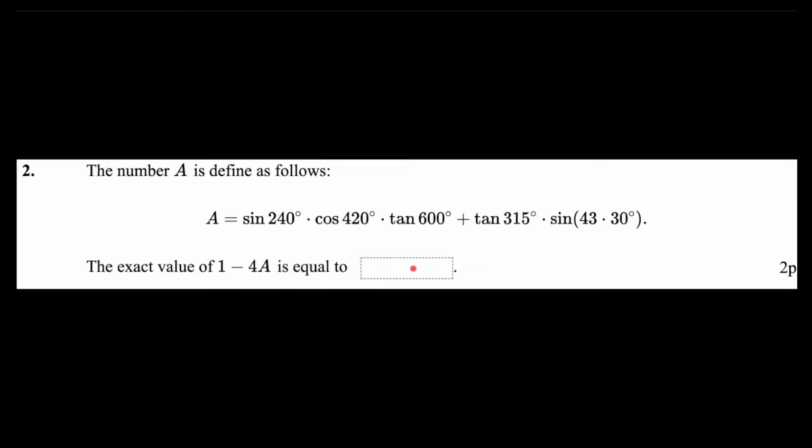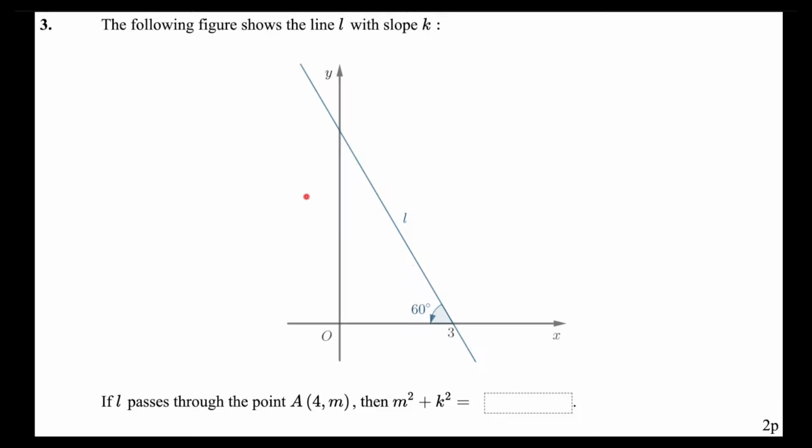Okay, finally, the last question. The following figure shows the line L with a slope K. If L passes through the point A with coordinates 4 and M, then M squared plus K squared is what? You're supposed to find it and write it here.